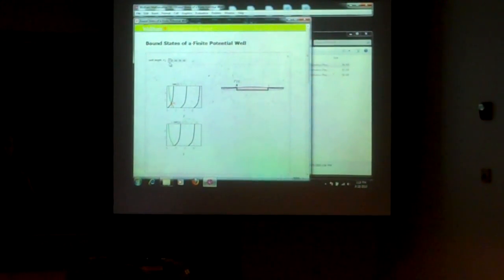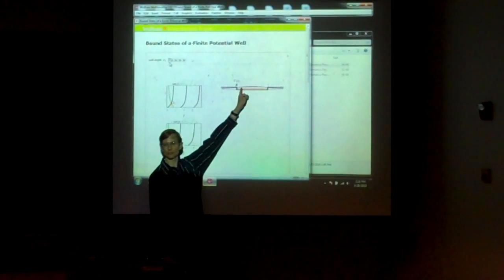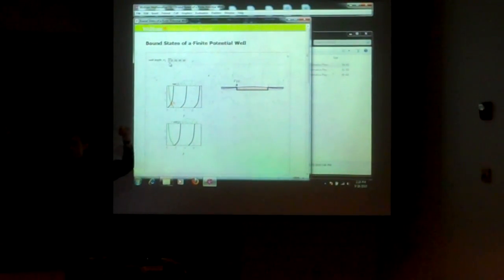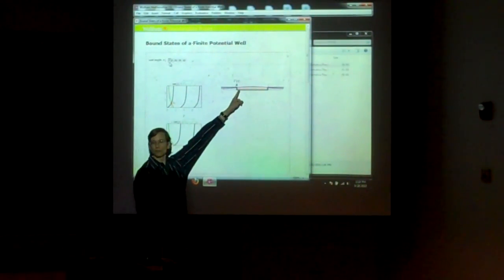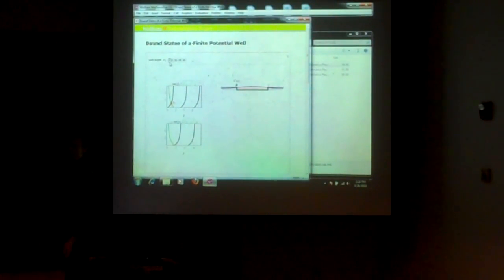The wave functions inside the well look a lot like they do for the infinite square well, except that it's no longer true that the wave function goes exactly to 0 on the ends of the well, like it does for the infinite square well. It gets close to 0, and then it dies exponentially away towards infinity on either side. So the wavelength is a little bit longer than it would be for the infinite square well.